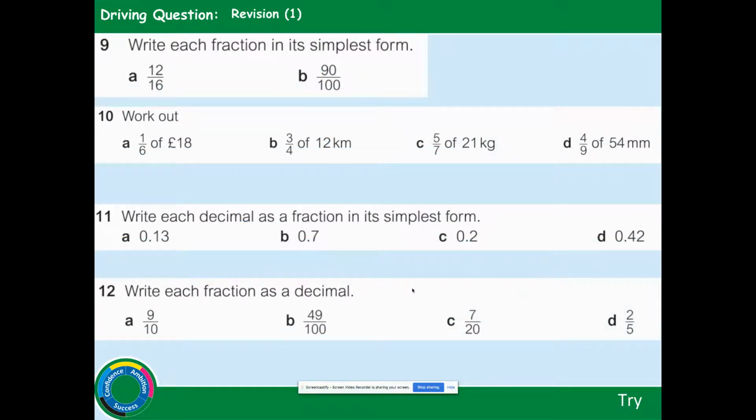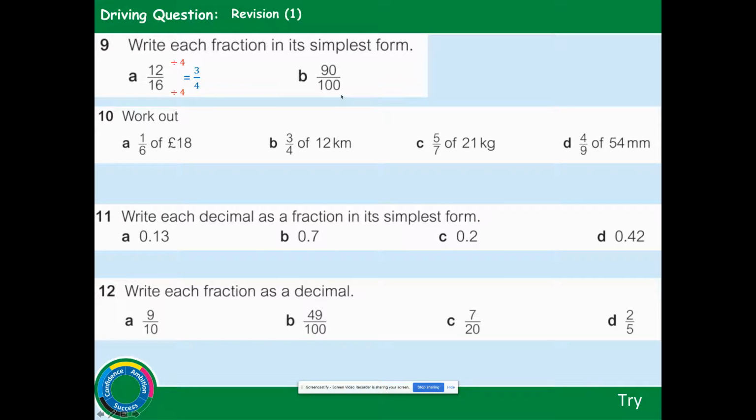Write each fraction in its simplest form. So 12/16. Okay, I'm dividing by 4 straight away. Again, it doesn't matter if you divide by 2 and then realise you've still got even numbers and divide by 2 again. So just check with my inverse. 3 times 4 is 12. 4 times 4 is 16. Yes.